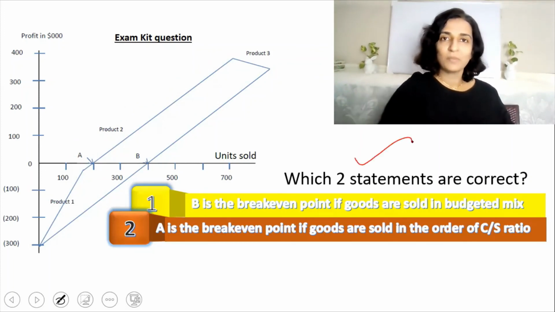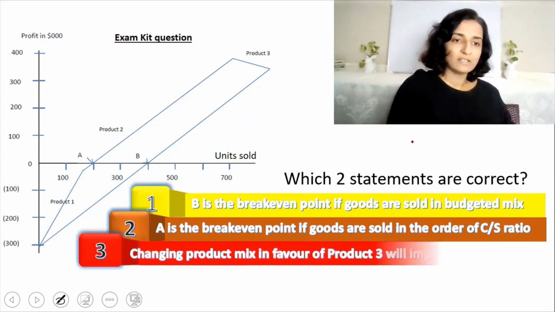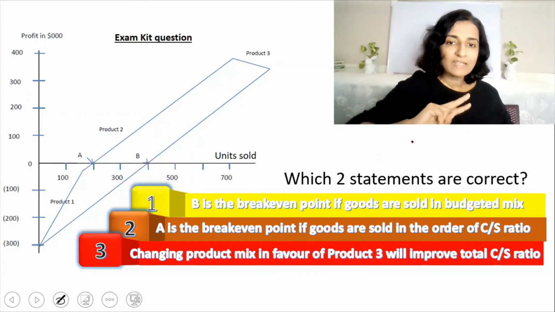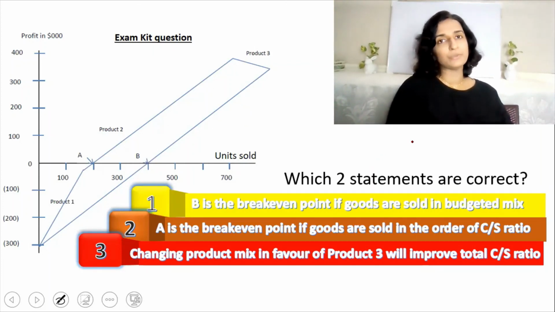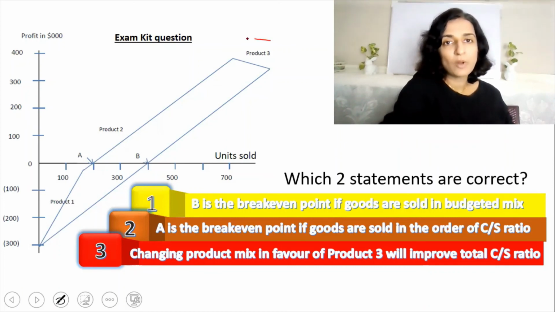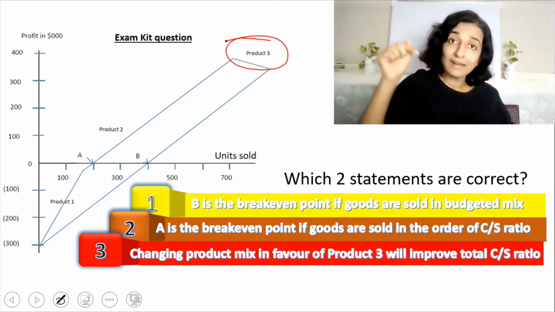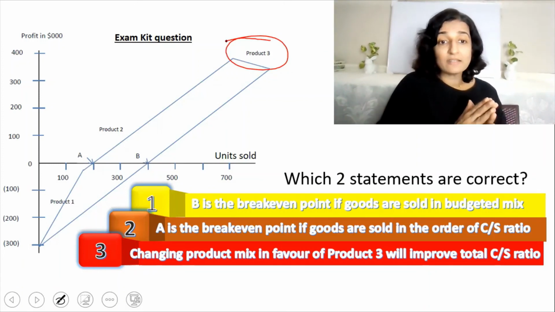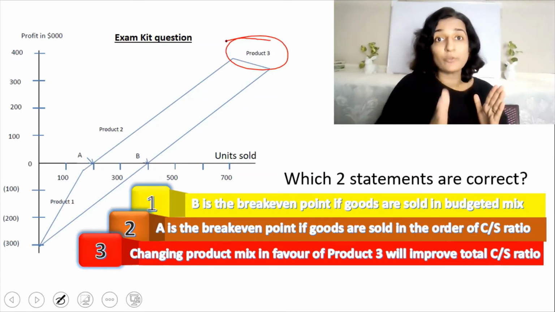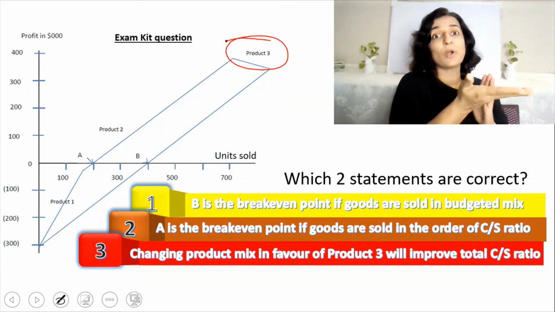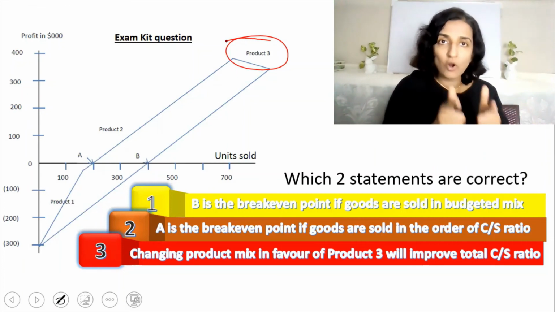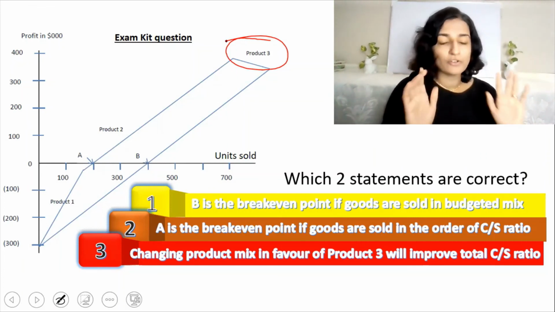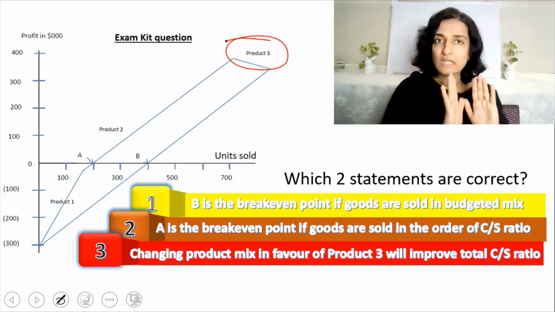Now we have got the two statements which are correct, but anyway, we will go to the third and the fourth statement. The third statement: changing the product mix in favor of product 3 will improve the total C by S ratio. Absolutely false, because product 3, we know that it is a disaster. It has got a negative contribution. So what is said is changing the product mix in favor of product 3, that is, if you increase the sales of product 3, your C by S ratio will improve, it seems. No, it will not improve, because product 3 already has a negative contribution. So statement 3 is false.